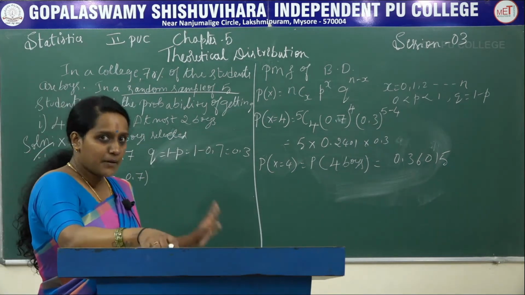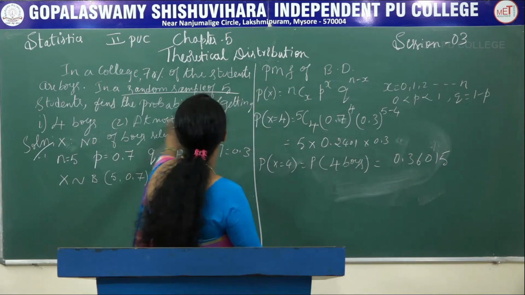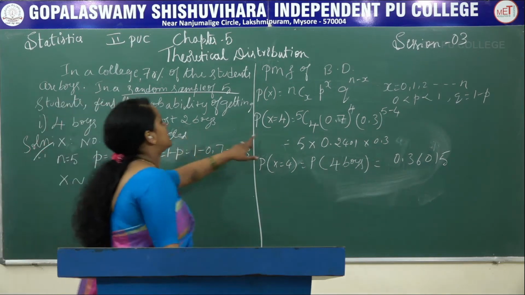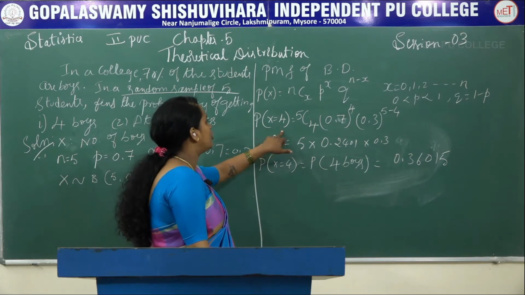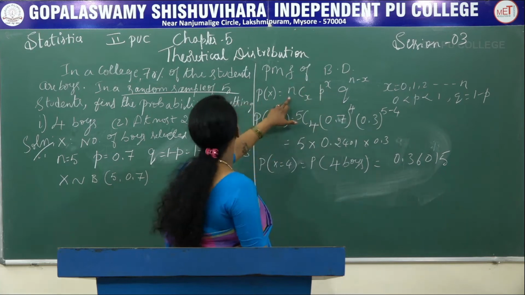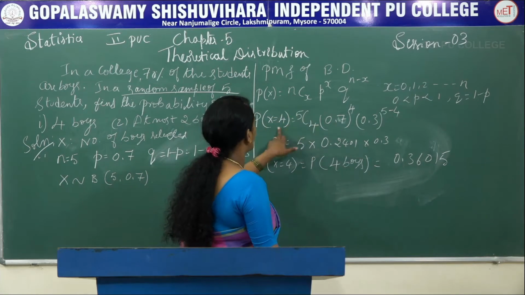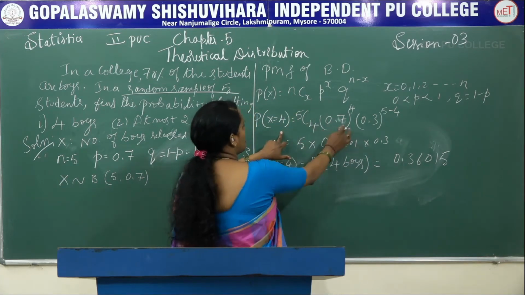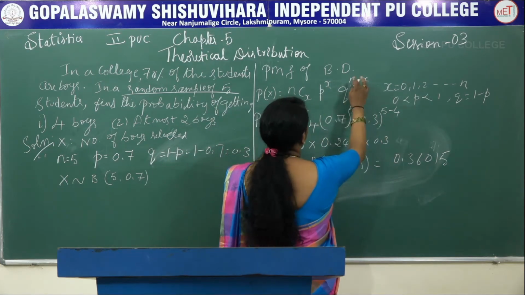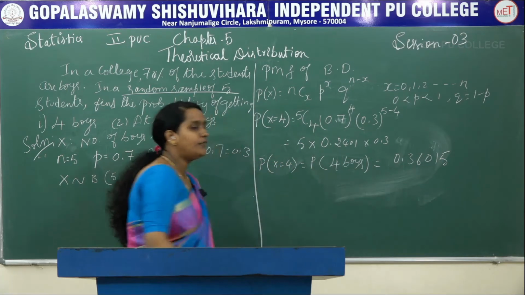Again I repeat the procedure. After writing this PMF, we want to find the probability of 4 boys, that is x equals 4. Substitute x, n, p and q values in this PMF. n is equal to 5, so 5C4, x equals 4. p value is 0.7 power 4, and q is 0.3 power 5 minus 4. After simplifying this, you will get the probability of 4 boys.